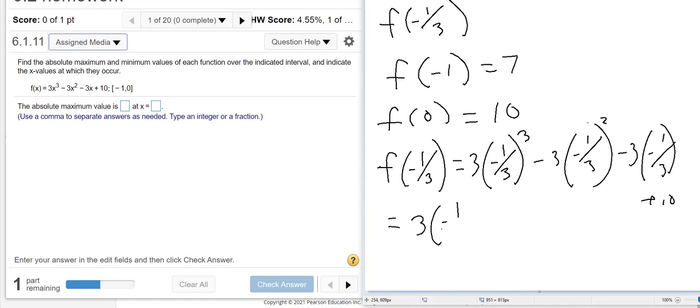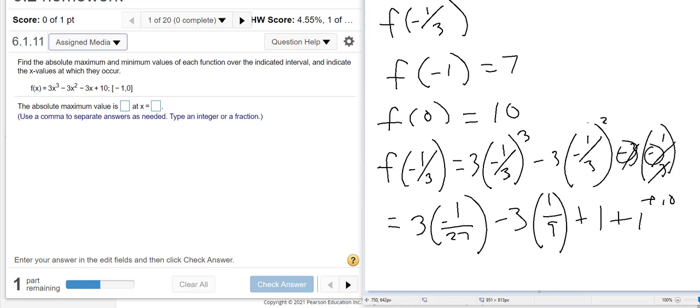3 times negative 1 over 27, because look, 3 times 3 is 9 times 3 is 27, minus 3 times 1/9, that's negative 1/3 squared, plus 1, because those cancel out, a minus and a minus make a plus, 10. So that's negative 1/9 minus 1/3, because that 3 goes into that 9, 3, plus 11.